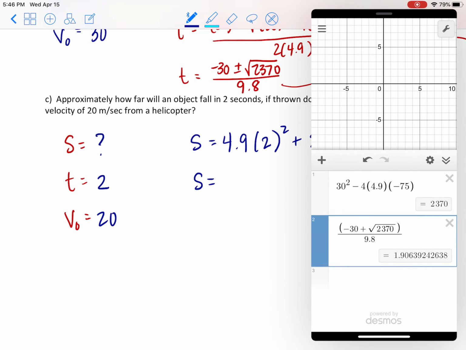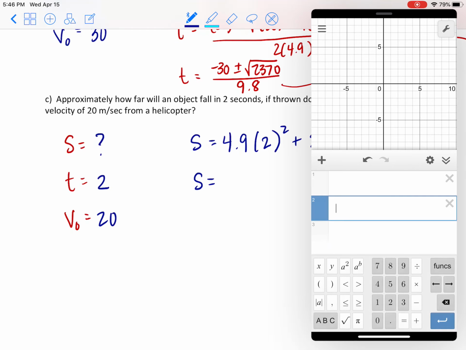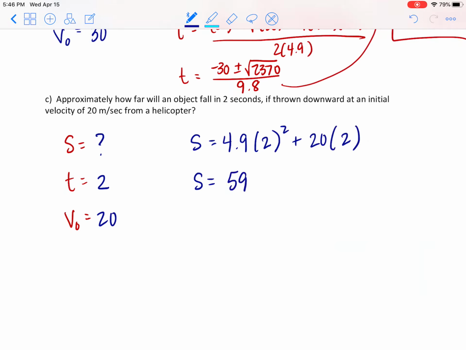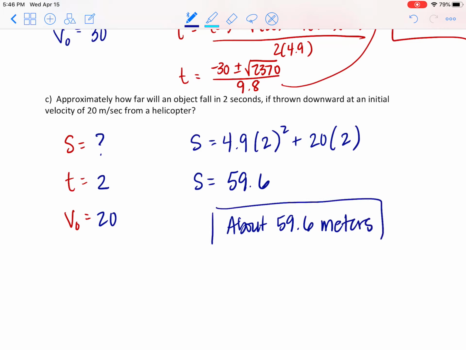So this doesn't even require any solving. The variable we're looking for is already on one side of the equation by itself. So this is literally just a calculator problem. So we have 4.9 times 2 squared plus 20 times 2, and we get 59.6. So this is going to be about 59.6. This is a distance in meters.